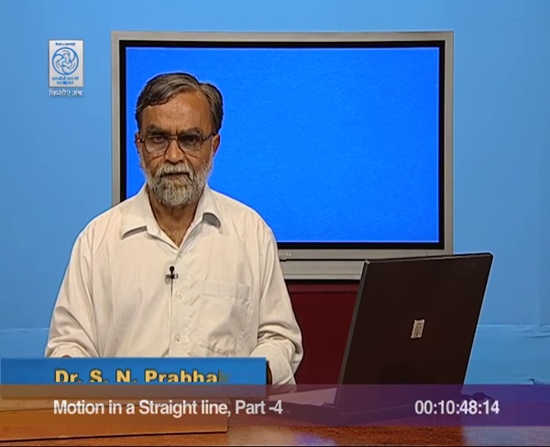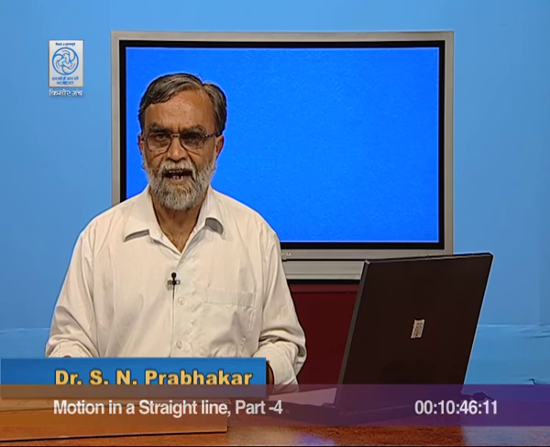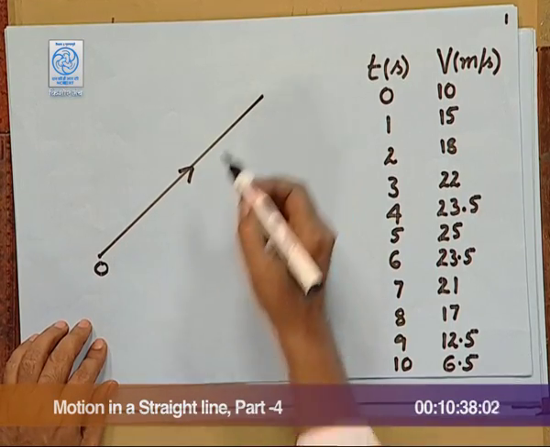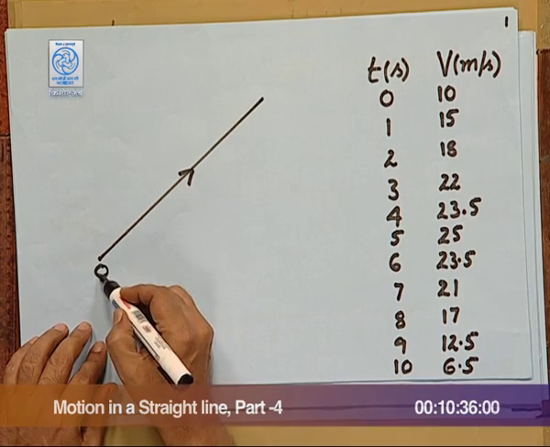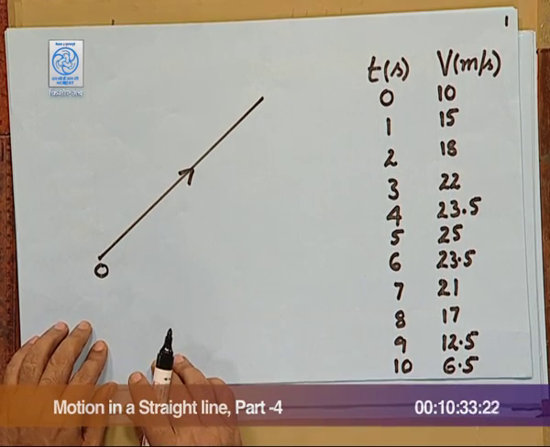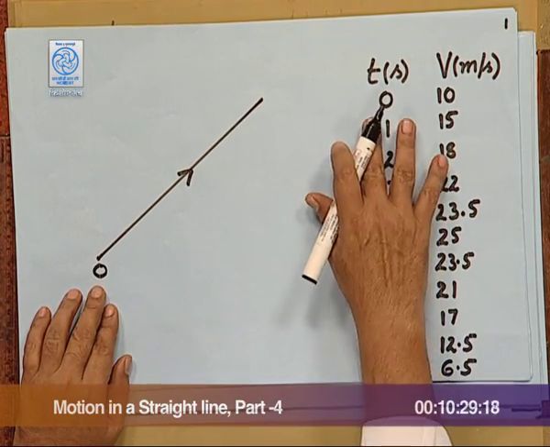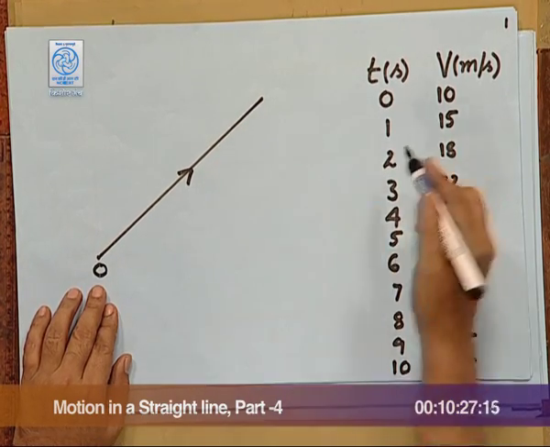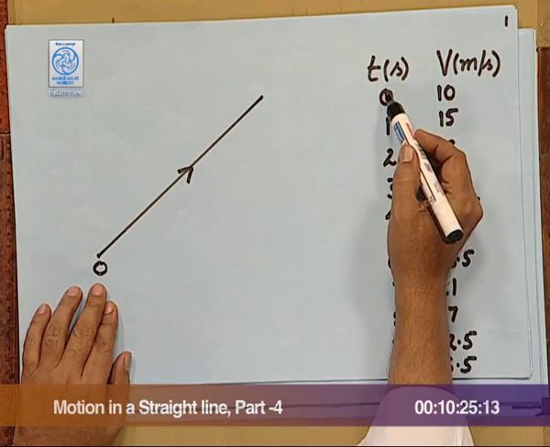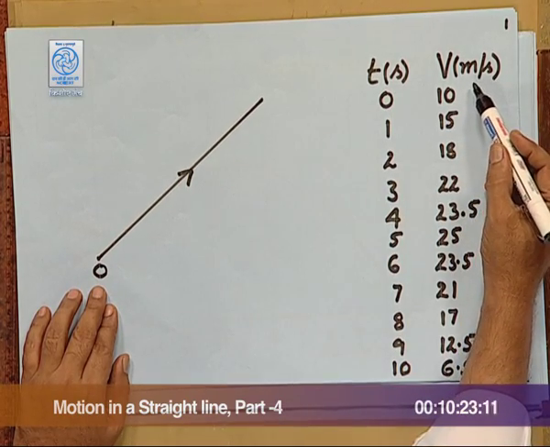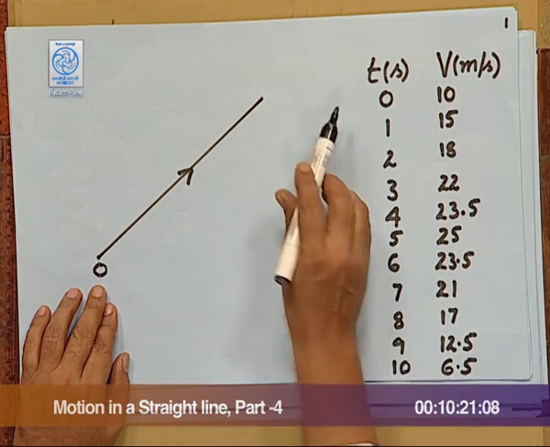I am Prabhakar. Today, we will introduce the concept of acceleration of an object moving along a straight path. Now, look at this. In the figure, I have indicated a straight line with an arrow and O as the point of reference. The data that I have for this motion is velocity as a function of time, that is instantaneous velocity in meters per second as a function of time.